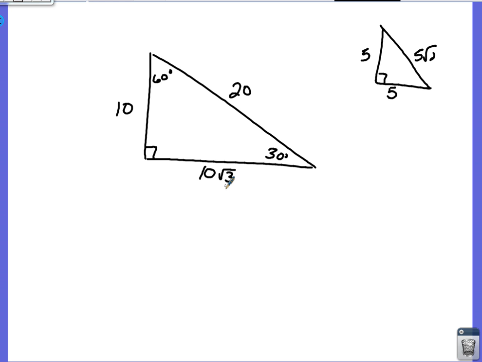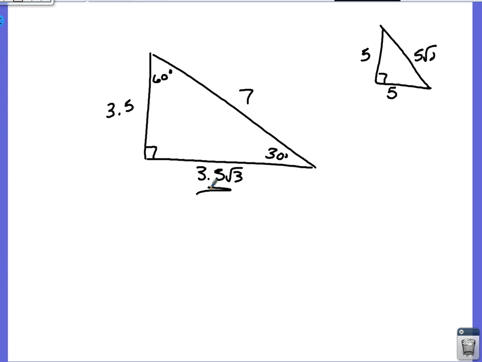Done. Now let's work a hard one though, where it's a decimal or something. 20, 10, 10 root 3. What if it was 7? There we go. Man, that's ugly. I don't care. The only thing, if it's multiple choice, this would be 3.5, and this would be 3.5 root 3. Or they might do this to you.